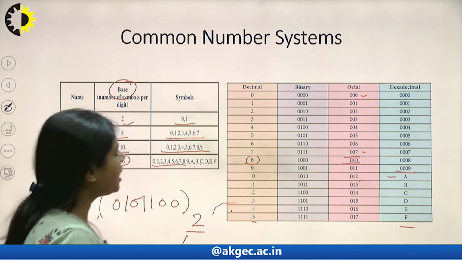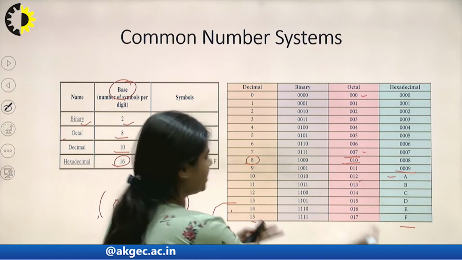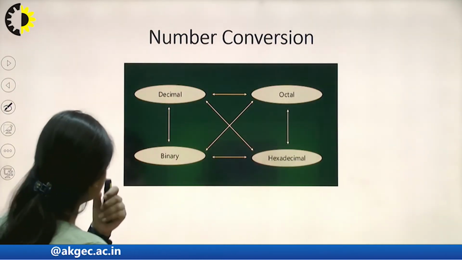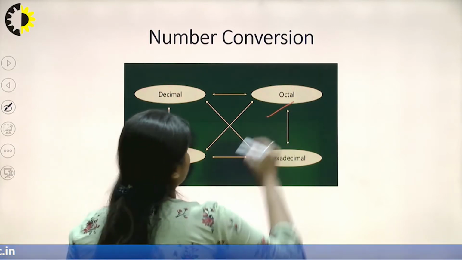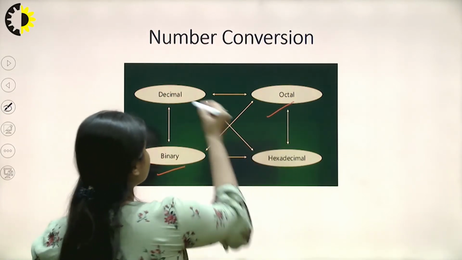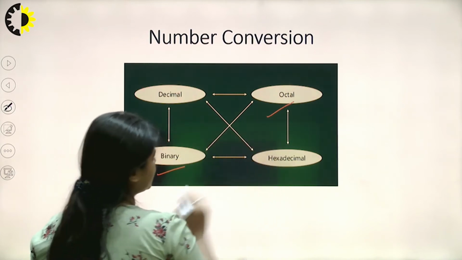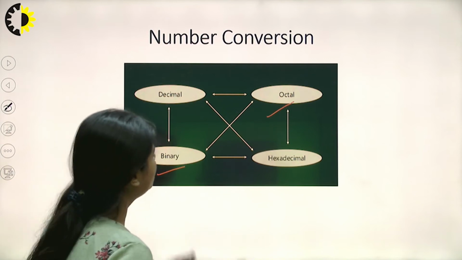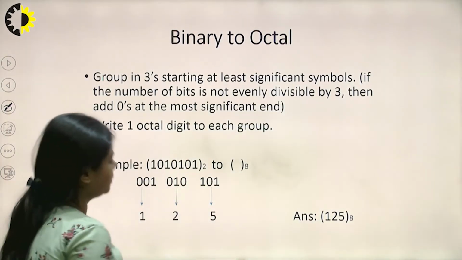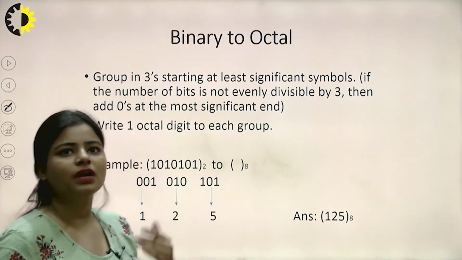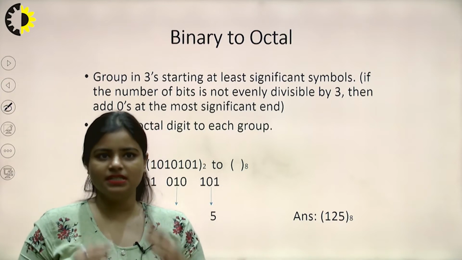Now, we will see how we can convert these numbers from one to another, and vice versa. Number conversion means we can convert a binary number into octal or octal to binary, hexadecimal to decimal, decimal to hexadecimal, or hexadecimal to binary, binary to hexadecimal. All these conversions we can do, and we will see them step by step.